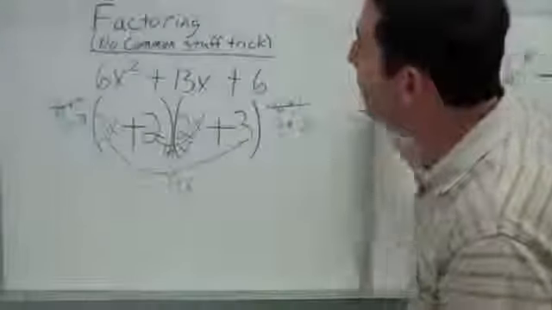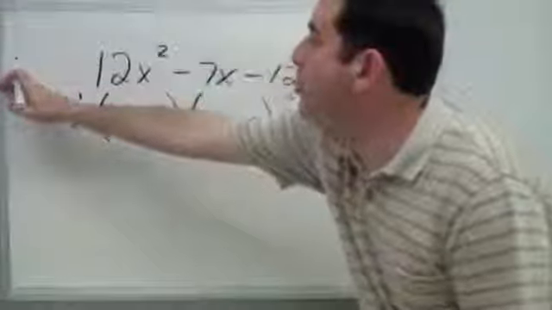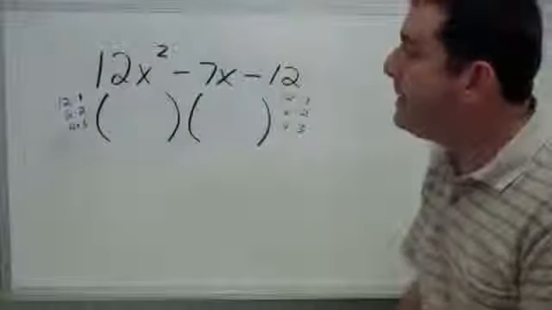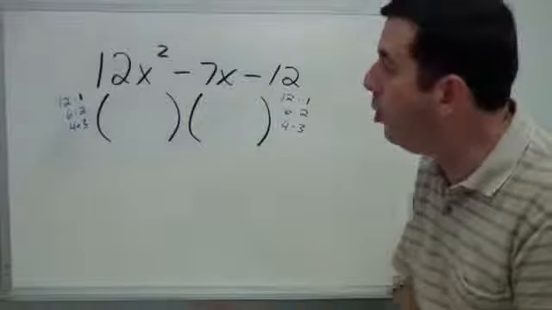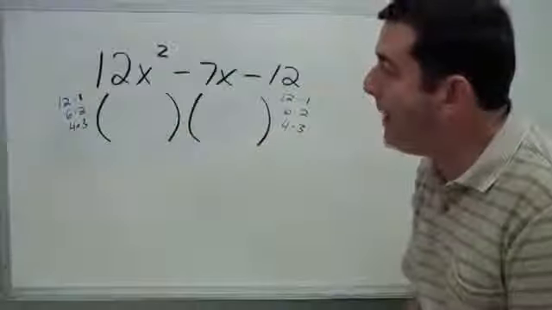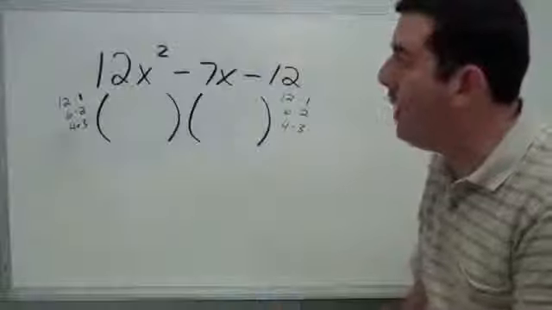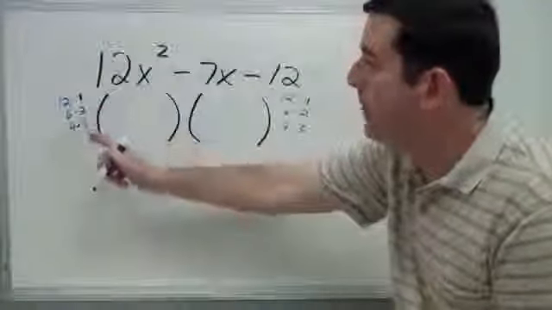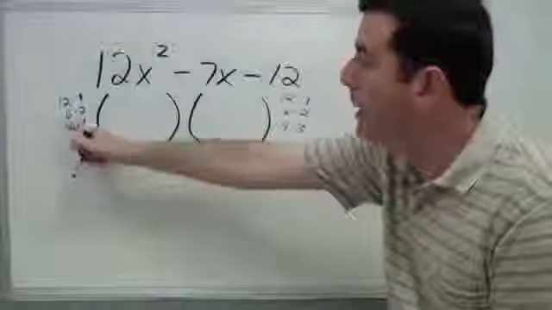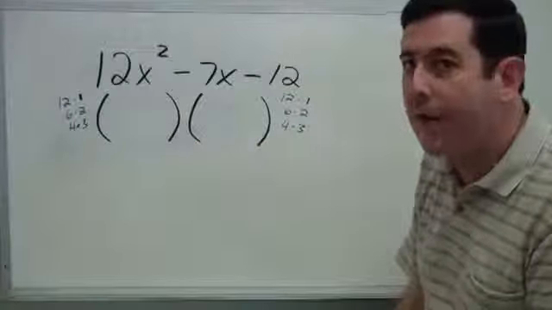Let's try another. On the next one, we've already decided that this one is a general trinomial to unfold, and I've already systematically listed the factors of 12 on both the front and the back. Something in 1, something in 2, something in 3. Here's 4, so I know I've got everybody.